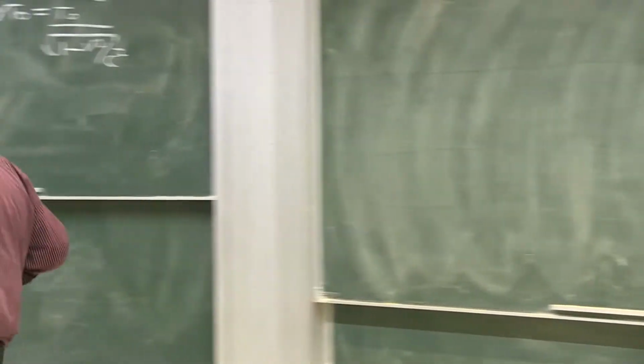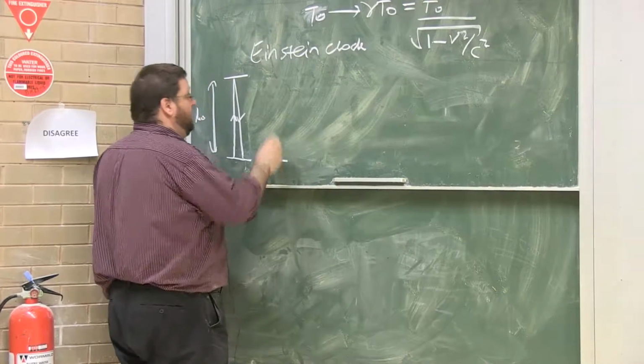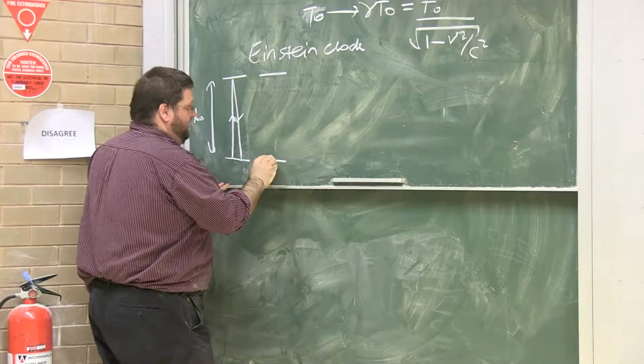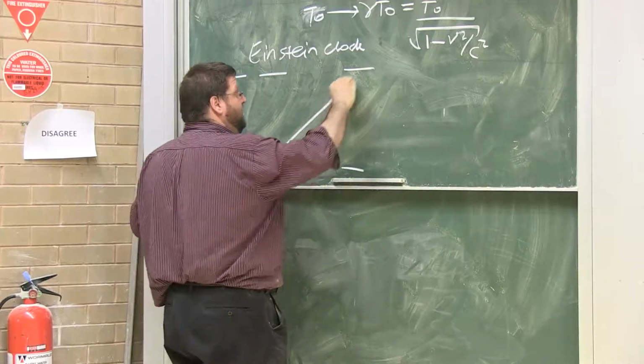But you, if I was frame S prime in frame S, what you would see would be the light begins at the bottom, the clock moves to the right, and you'd see a light ray doing this.